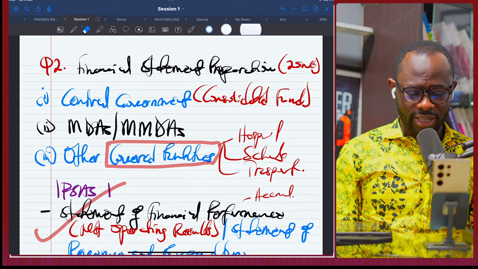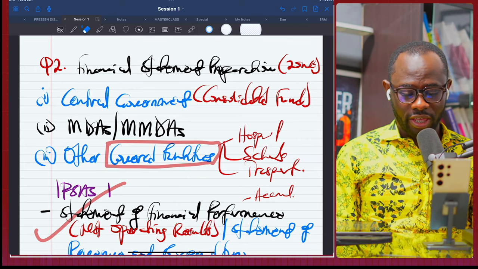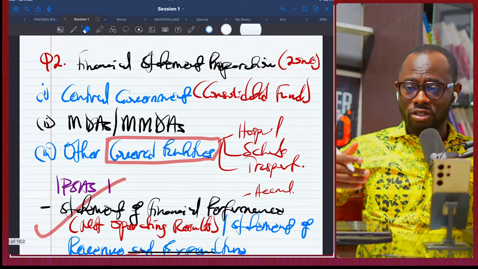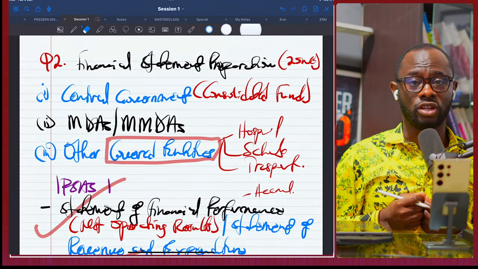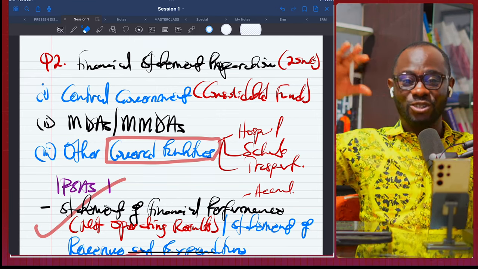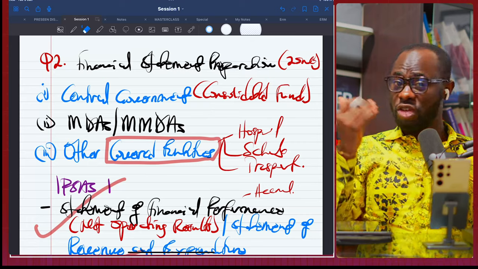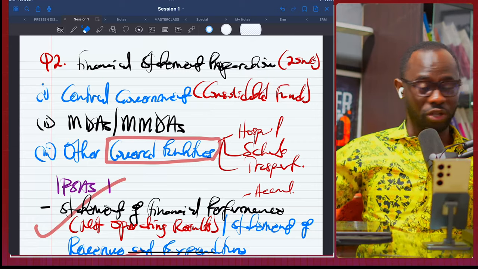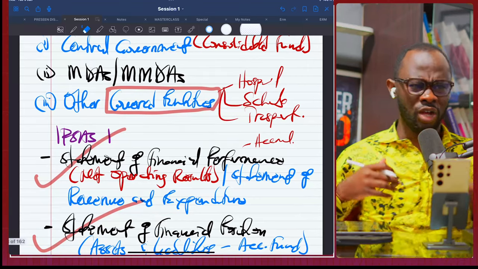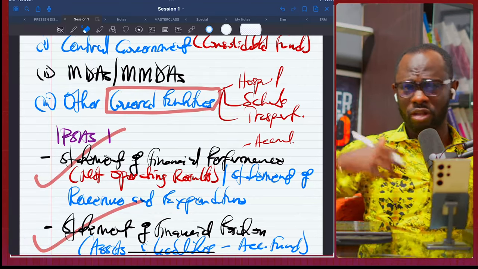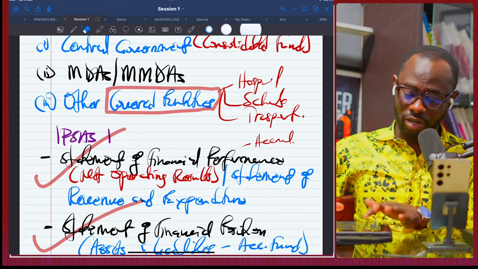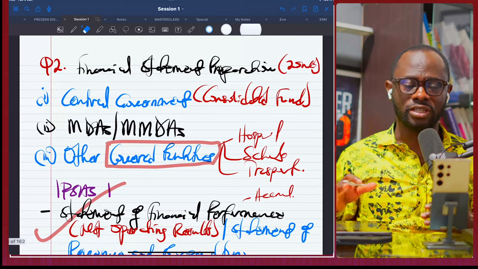Depending on how excited the examiner is, we're going to be having the issue of preparing the accounts for the central government, that is, on the consolidated fund, a ministry, a department or agency, a metropolitan, municipal or district assembly, or any other covered entity. So it could be a public school, a public hospital, a public transport company, or any other covered entity. The examiner could ask you to prepare financial statements there.